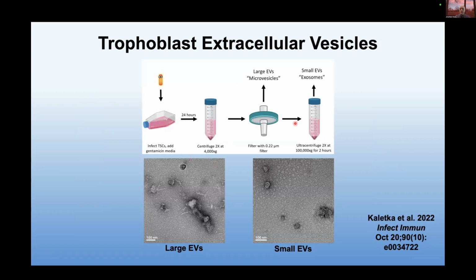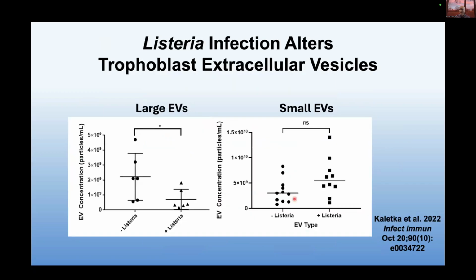So here's just the method. I think everybody's familiar with the purification of extracellular vesicles. You get the large ones and the small ones, and of course the nomenclature is changing over the years. These used to be called exosomes, and now they just call them large and small EVs. At least that's what I'm told. Anyway, I think it's still up in the air. But these large EVs are affected in size by Listeria infection, but really not the small ones.